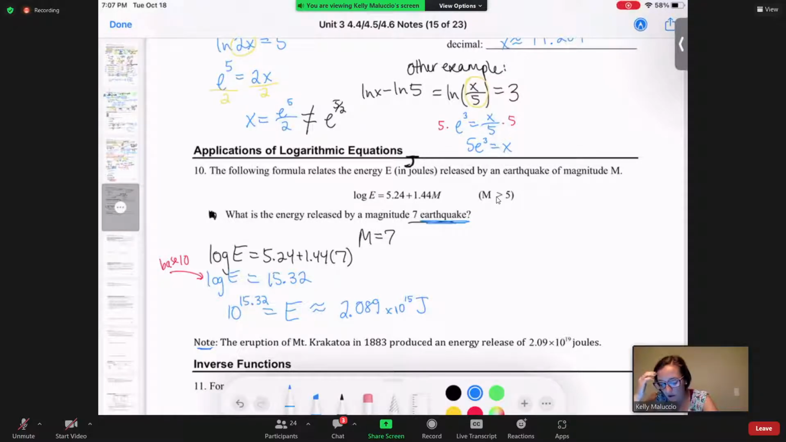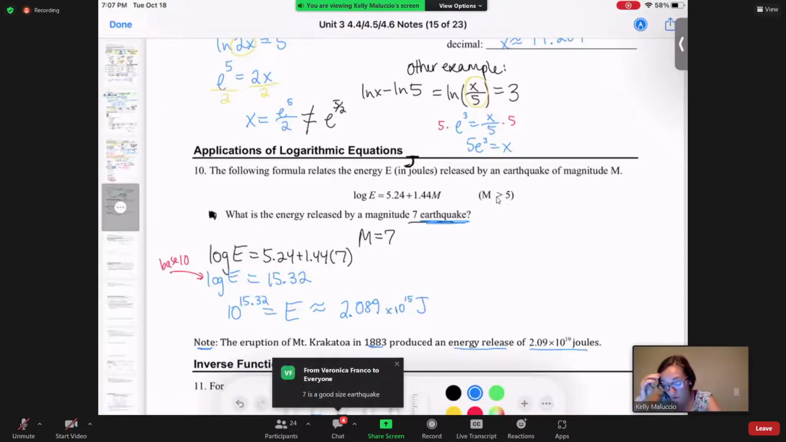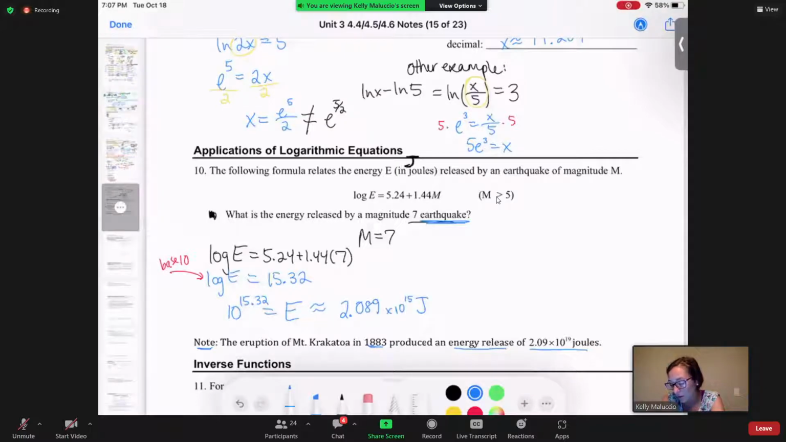But the eruption of Mount Krakatoa in 1883 produced an energy release of 2.09 times 10 to the 19 joules. I don't know history so well, but if you know anything about this or want to Google it, how bad was this? Well, that's how much energy was released there. So a magnitude 7 earthquake is significantly less energy, 10 to the 15th versus 10 to the 19th, right? So add 4 more zeros.